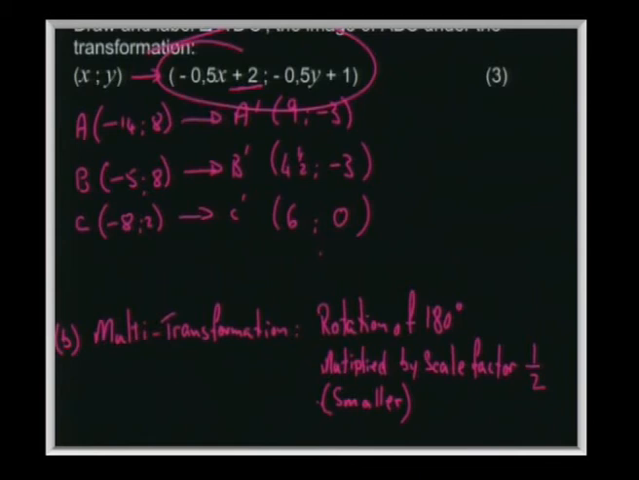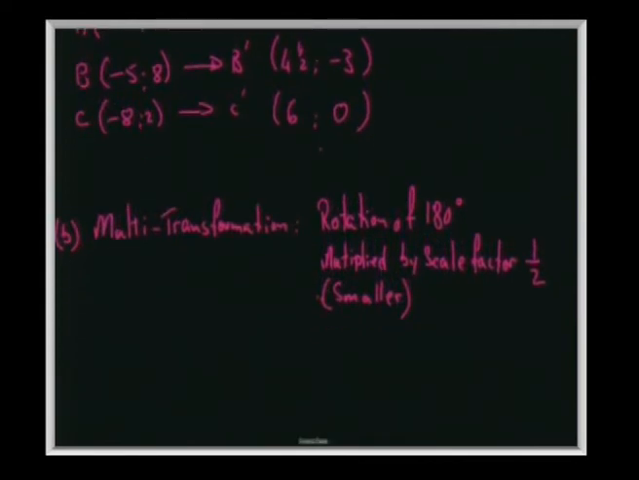And there's a third bit to this. Yes, it has been moved 2 units to the right and 1 unit up. So it's moved 2 units right and 1 unit up. Wow. 3 things happened to that poor triangle from ABC to A', B', C'. It was rotated by 180 degrees, then it was shrunk by a scale factor of a half, and then it was shifted right and shifted up.